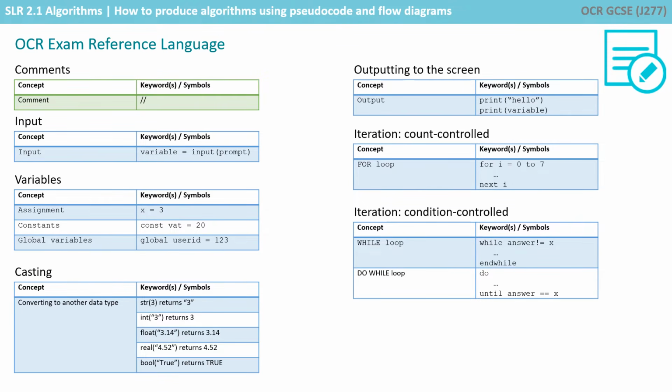So comments are denoted with a double slash. Inputs use the input command, and variables can either be numbers or strings, which are identified in double quotes. The global command identifies that a variable can be used in any subroutine or function instead of it being declared inside the subroutine or function, which would make it only available to that particular subroutine or function.